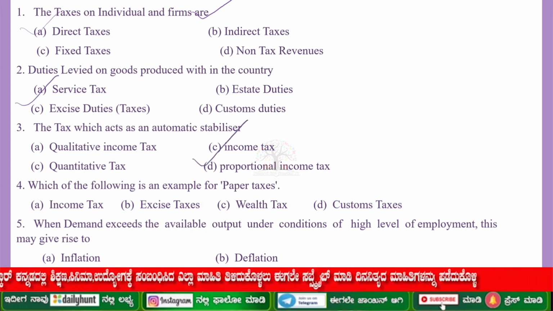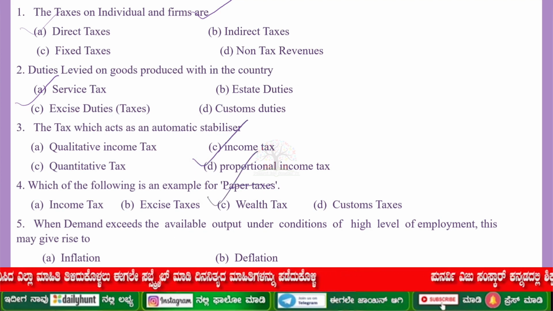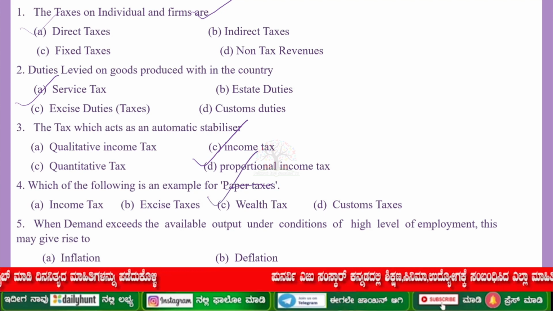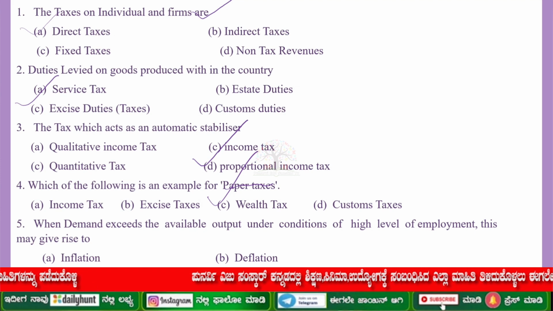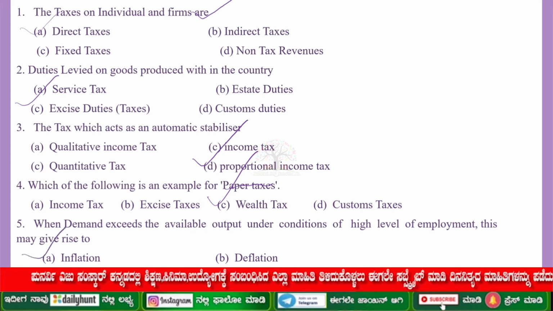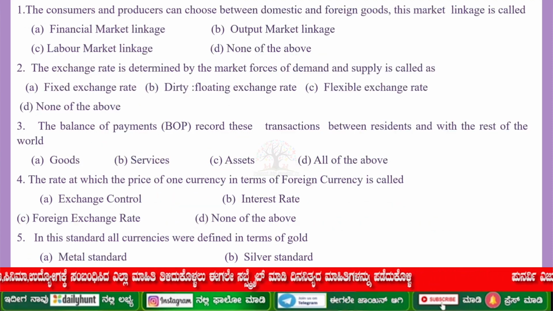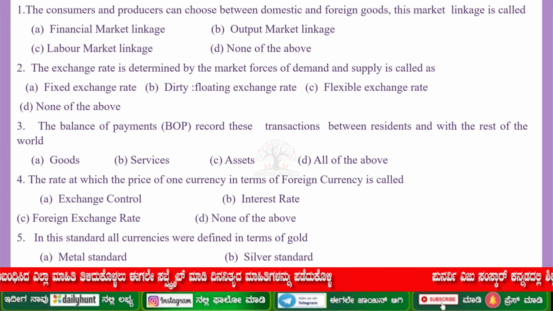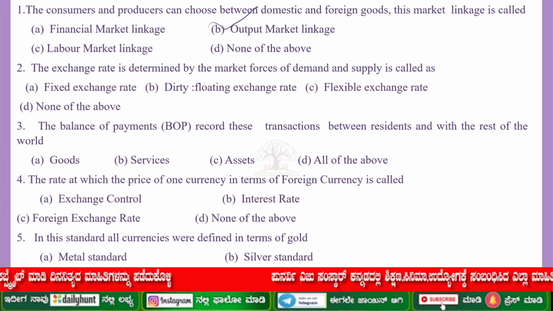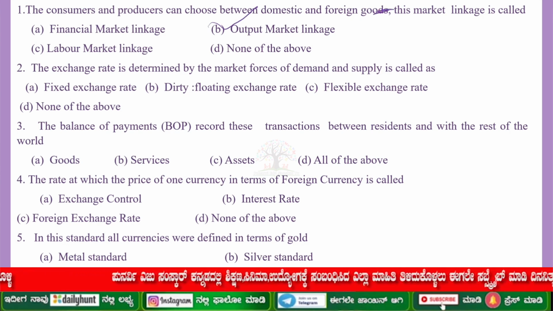Tax which acts as an automatic stabilizer: proportional income tax. Which of the following is an example of a wealth tax? That is wealth tax. When demand exceeds available output under the condition of a high level of employment, this may lead to inflation. Consumers and producers choose between domestic and foreign goods. This market linkage is called output market linkage. Here goods, so it is output market.